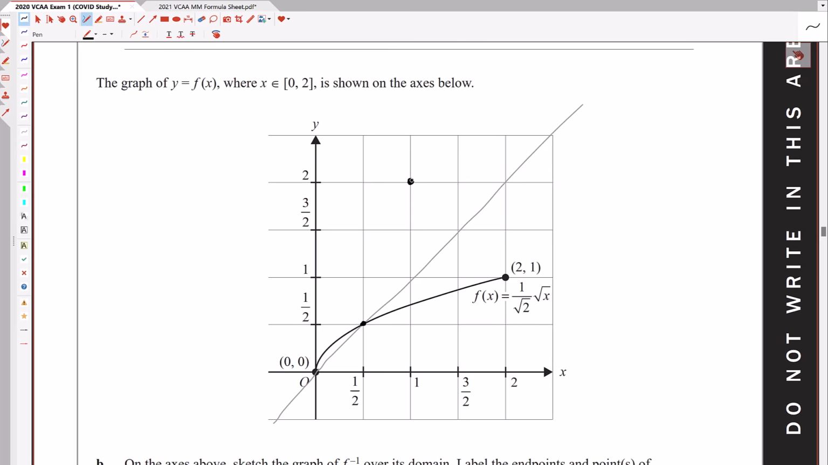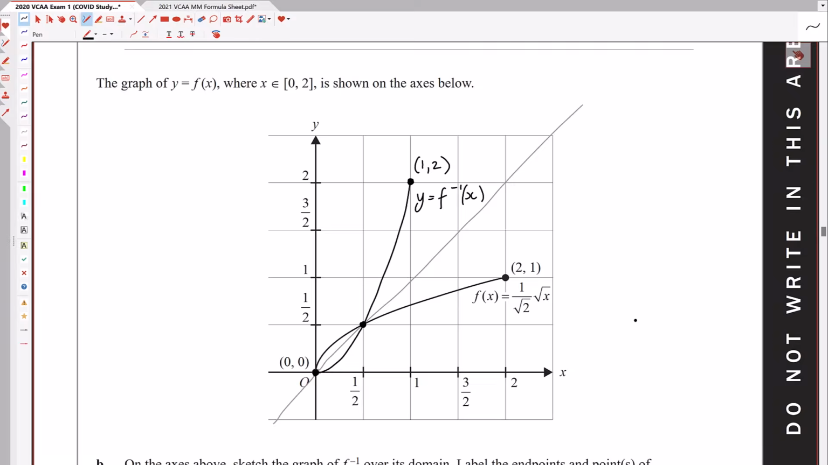Okay. So we're going to go through that point at 1, 2, which I've labelled with coordinates. We're going to hit this point of intersection here at half, half, and then we're going to also hit this point at the origin. So we want to be drawing that. We want to be getting that mirror image kind of shape. Okay. And so we've got our graph of y equals inverse f of x.